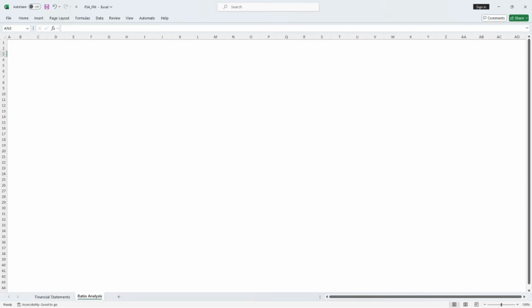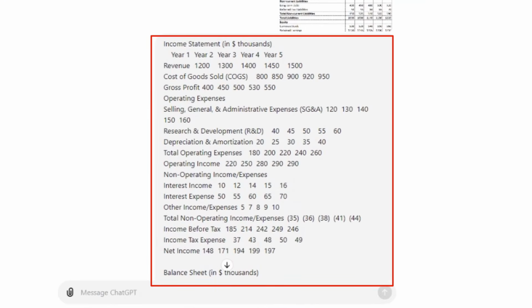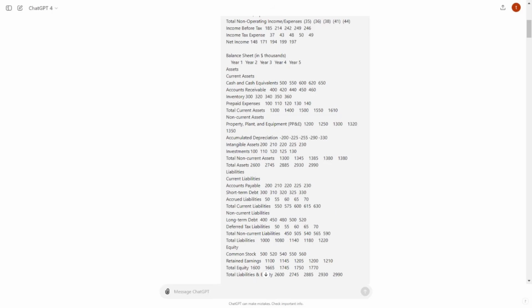The second sheet is a blank sheet named Ratio Analysis. This sheet is designated for pasting the ratio analysis table that ChatGPT will create. Let's demonstrate how we can automate ratio analysis using ChatGPT.